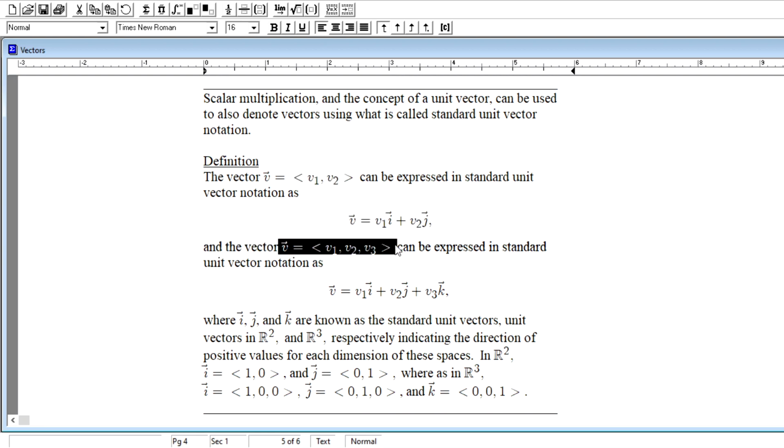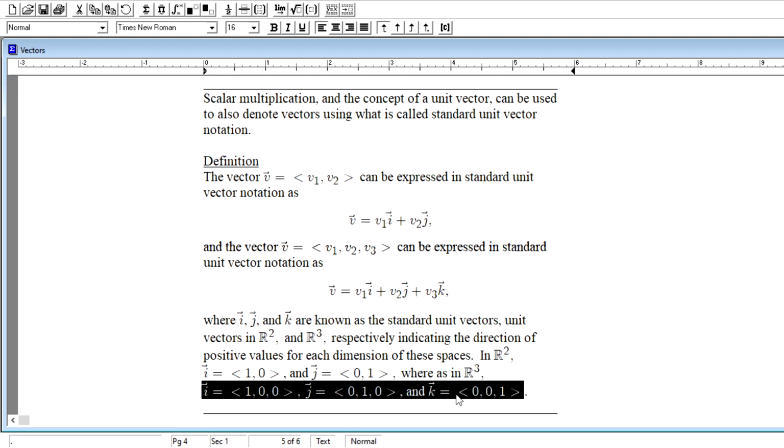Similarly, if we have v bar equal to v1 comma v2 comma v3 in three-dimensional space, it can also be expressed in standard unit vector notation as v1 times i bar plus v2 times j bar plus v3 times k bar. Where in three-dimensional space, again, i bar, j bar, and k bar are these standard unit vectors, these vectors that measure 1 unit in length and point in the positive direction of each of our coordinate axes defining that space. This points in the positive x-axis direction, this points in the positive y-axis direction, and this points in the positive z-axis direction of three-dimensional space.